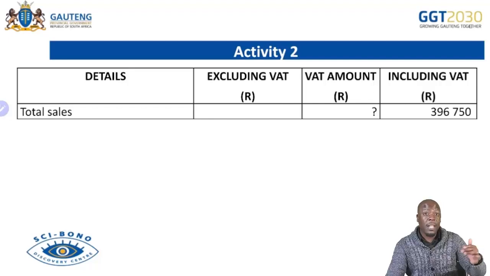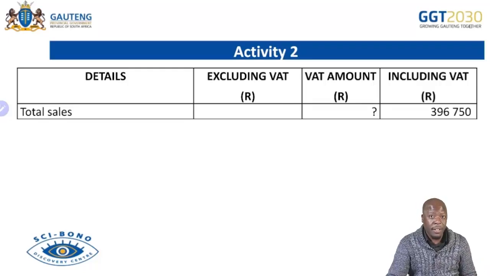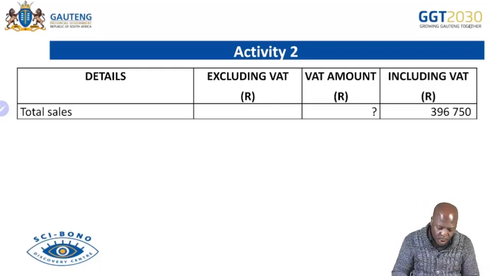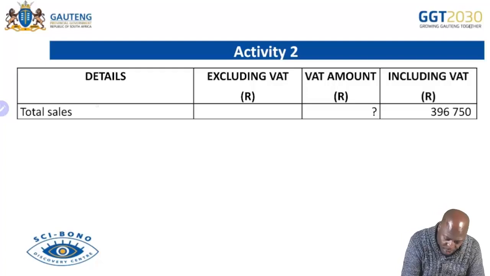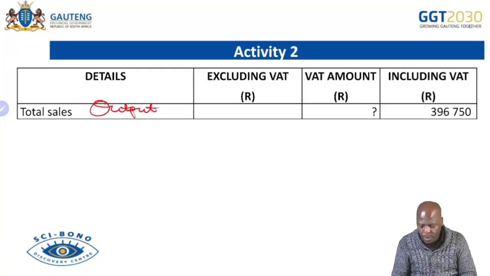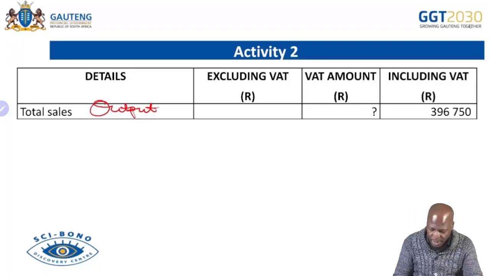Someone tell me, is it input or output? Someone is telling me, Mr. Zimbi, it is output. Thank you so much. So sales is output. Goods are going out. Sales is output. So that problem has been solved now.